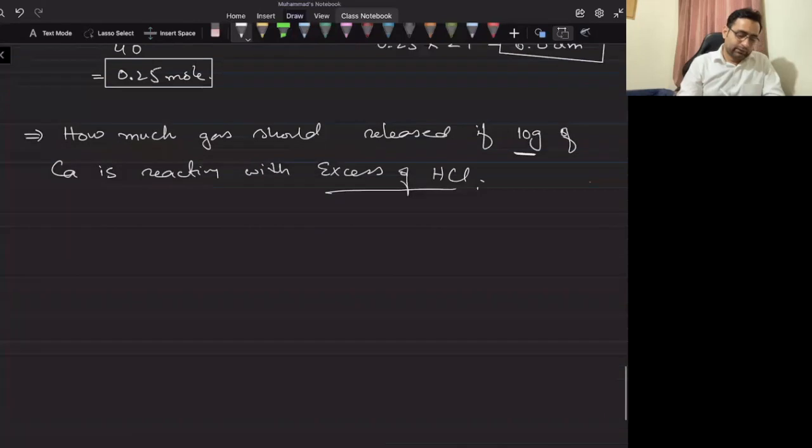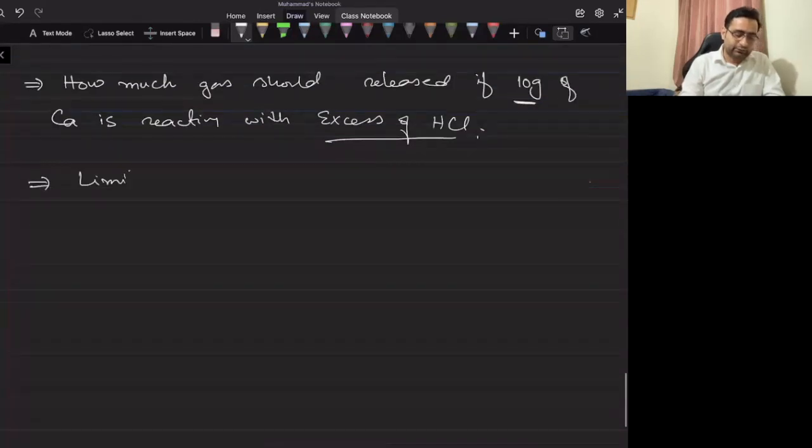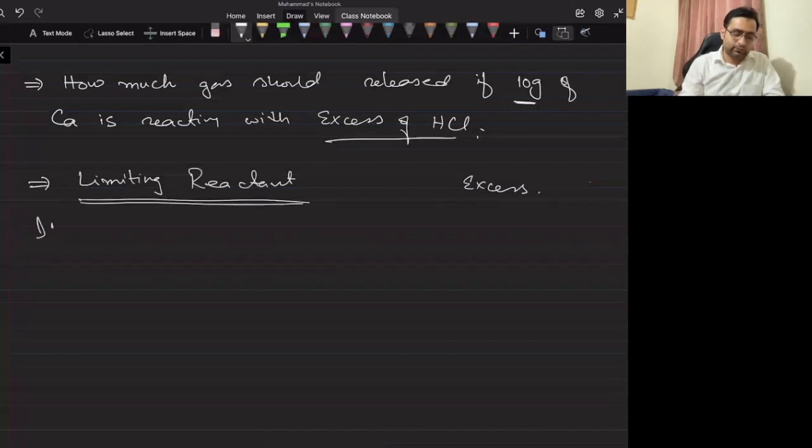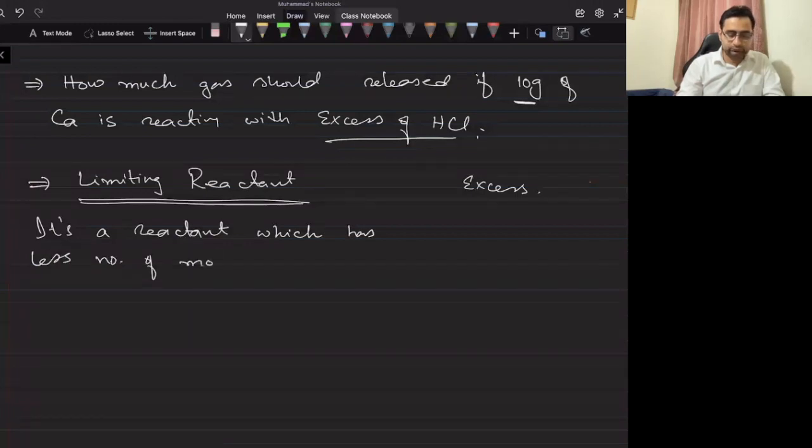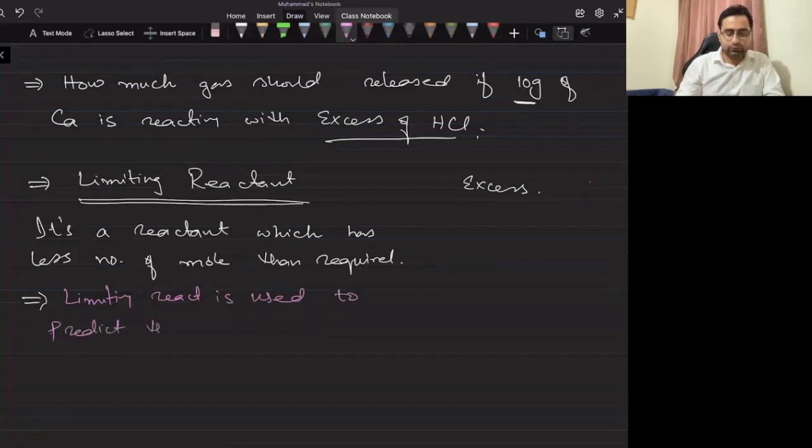Now, another thing about limiting reactant and excess reactant. Limiting reactant, it's a reactant which has less number of mole than required. And limiting reactant is used to predict the moles of the product.